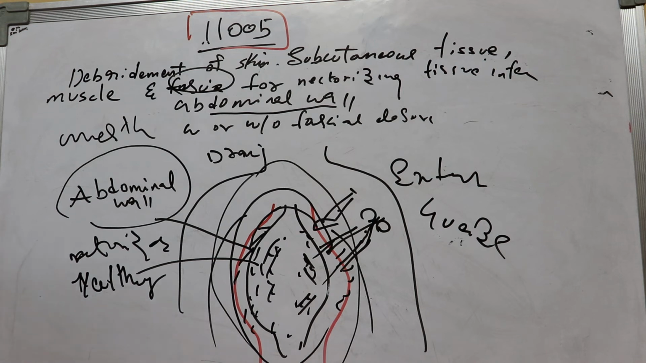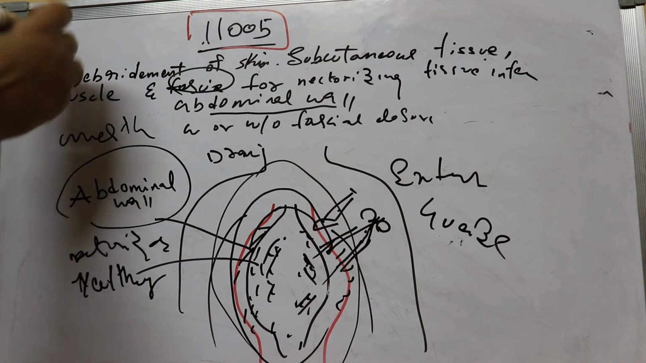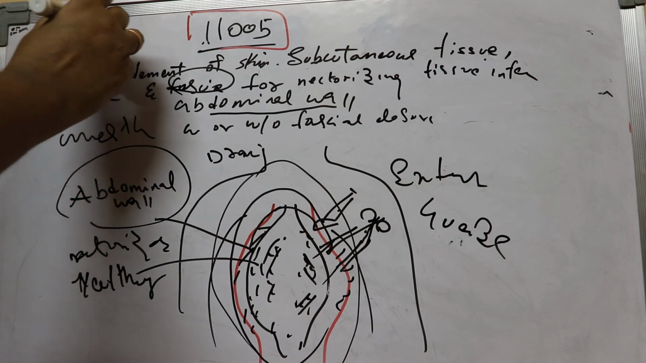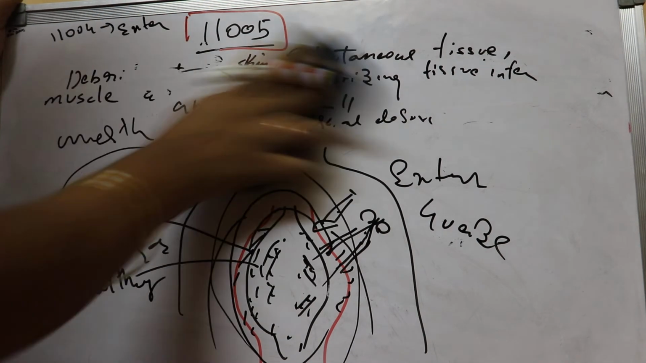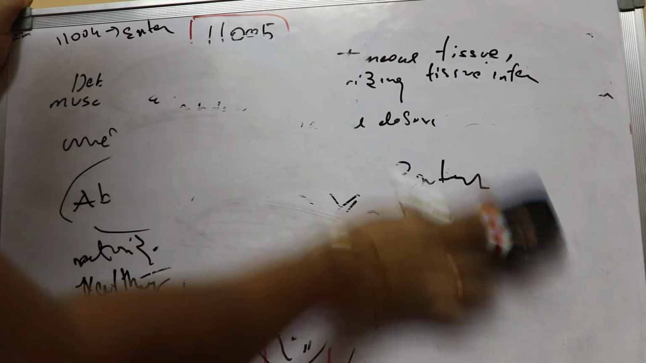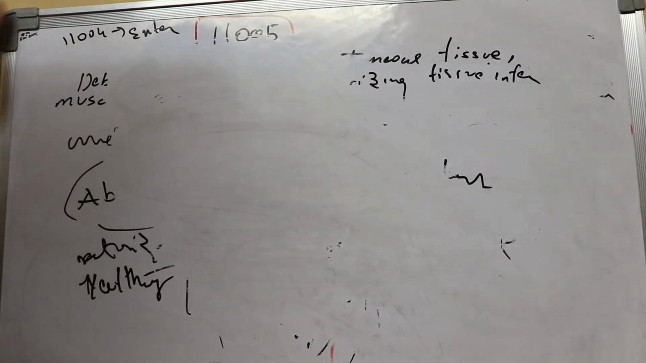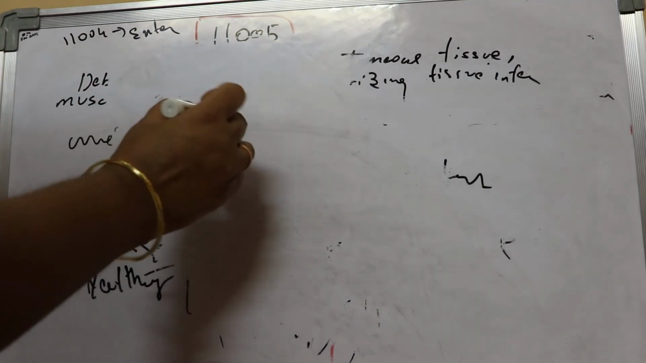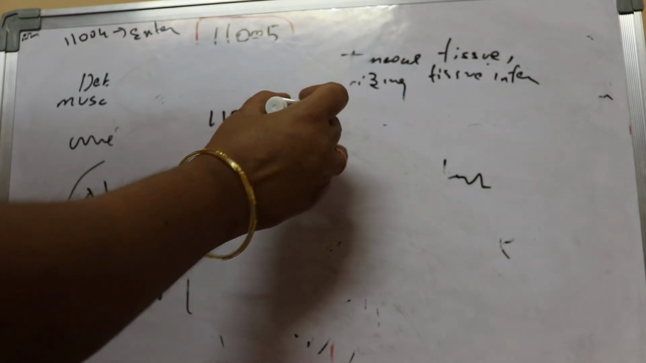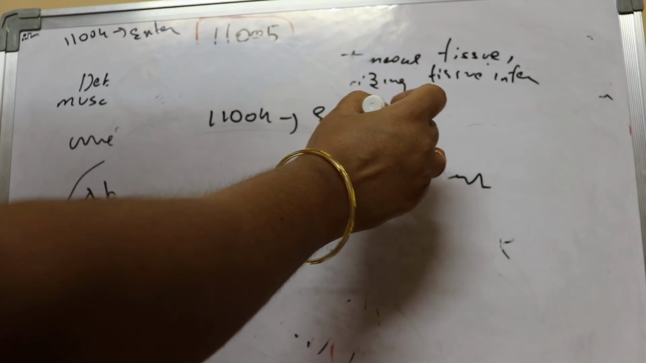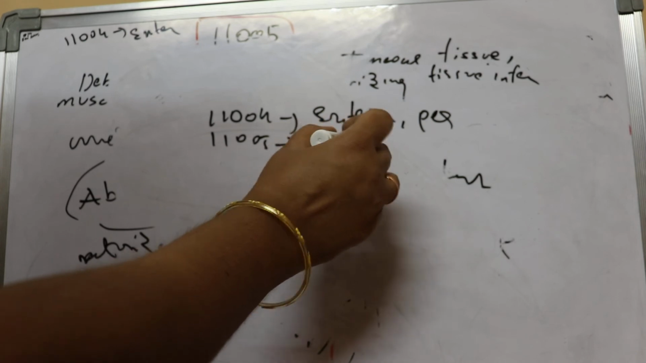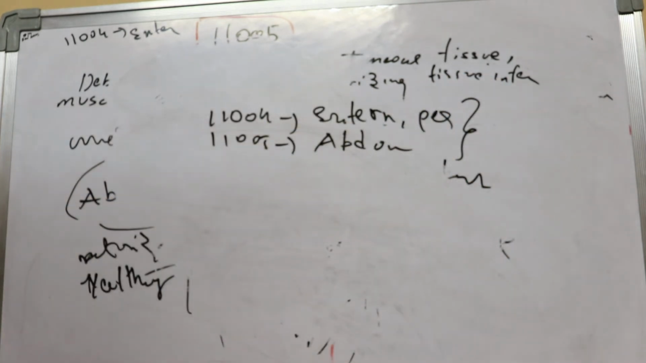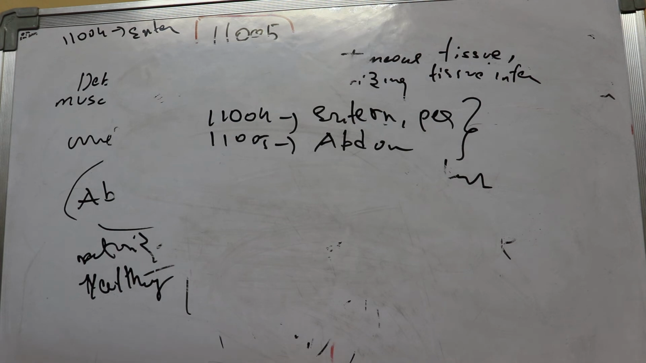One more point I want to explain here. We have seen 11004, which is the debridement of the external genitalia and perineum, right? 11005 is for the abdominal wall, right? All these are debridements, so for each specific location we have a specific code: external genitalia and perineum 11004, and 11005 for the abdominal wall.